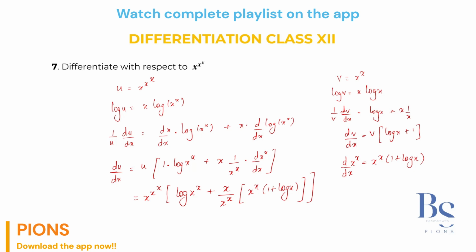Can we cancel, sir, this x raised to x with x raised to x? Yes. So our answer will be x raised to x raised to x log of x raised to x plus x into 1 plus log x. When I'm solving, you might find it very easy, but be very careful. When you actually solve this again, you will get stuck. So this is our final result for question number 7. Let's move to question number 8 now.